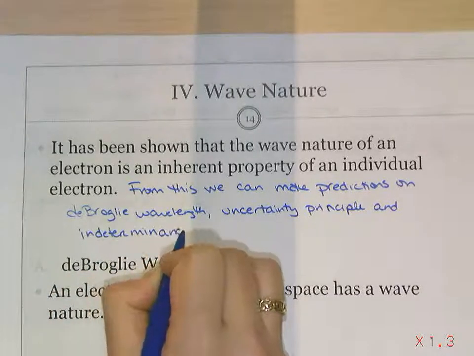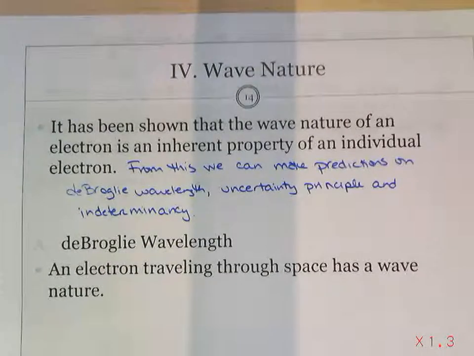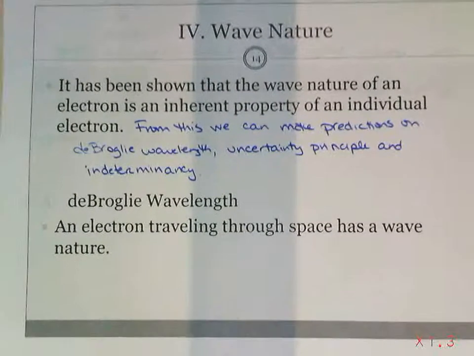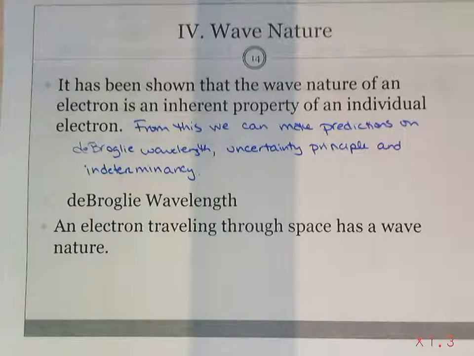So from this fact that electrons have their own wave function, we're going to be able to make predictions on de Broglie wavelengths, uncertainty principle, and indeterminacy. Throw these around this week and you're going to sound super smart if you want to talk about the uncertainty principle. When you get there, you'll be like, oh, that totally doesn't make any sense at all. That's all right. All right, so let's talk about this de Broglie wavelength first.